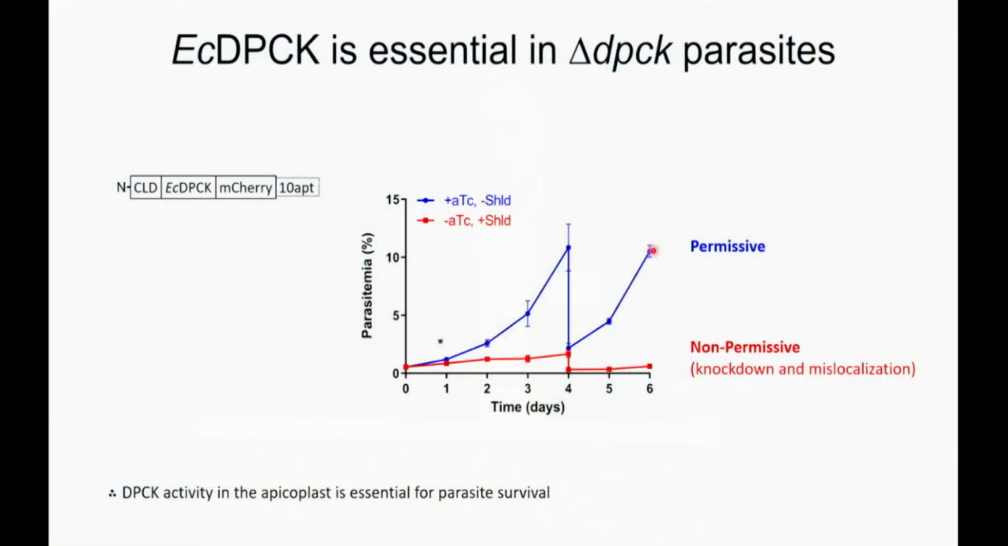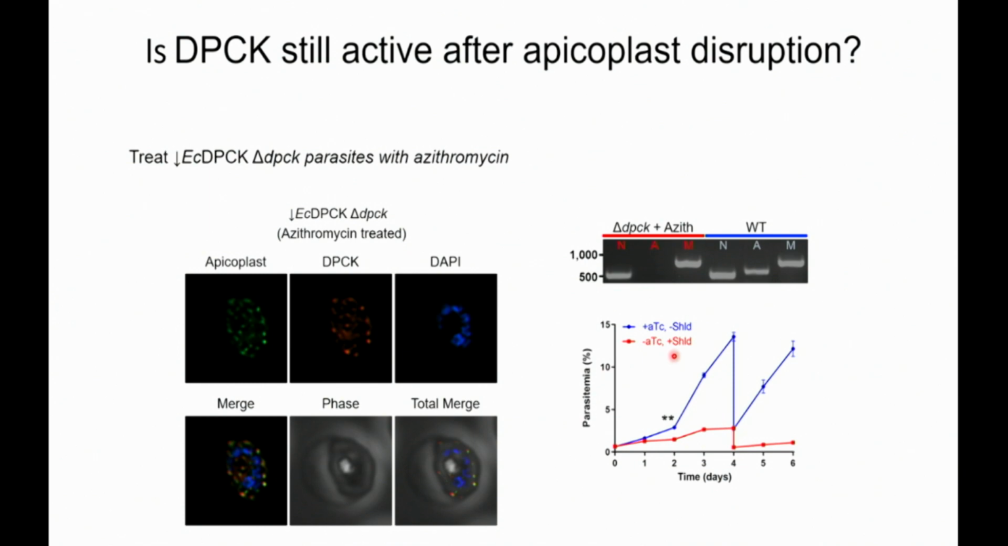So using both of these tools, we were able to show that in the permissive state, the parasites grow, reliant on this E. coli DPCK enzyme. And in the non-permissive state, with both the knockdown and the mislocalization, parasites die. And so this shows that the parasite apicoplast and the DPCK activity in it is essential for parasite survival. And so a big question here is, what happens in the apicoplast disrupted parasites? Is this DPCK activity still active? And so we tested that in the cell line.